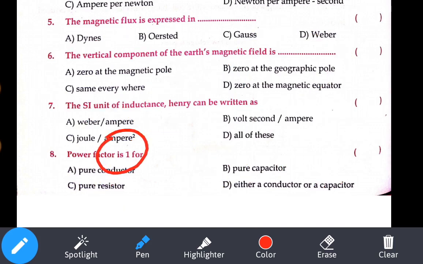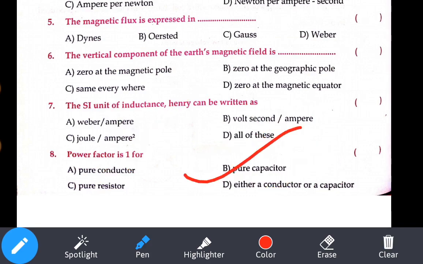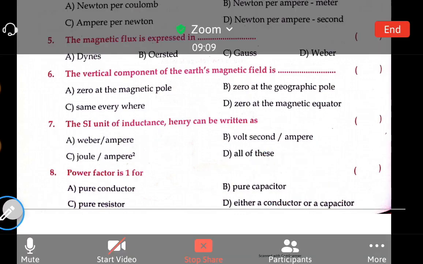Power factor is 1 for what? It is about a pure capacitor. Capacitor means the device which stores the energy. So for a pure capacitor, power factor will be 1. So option number B is our answer. Okay, understood?